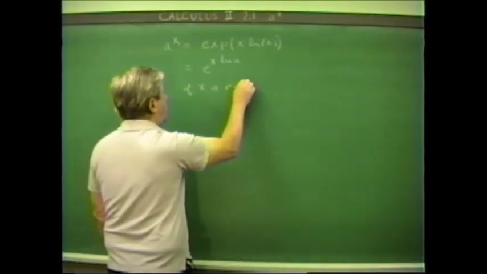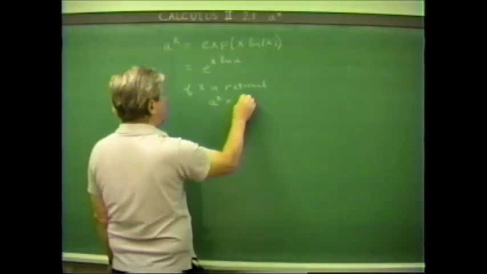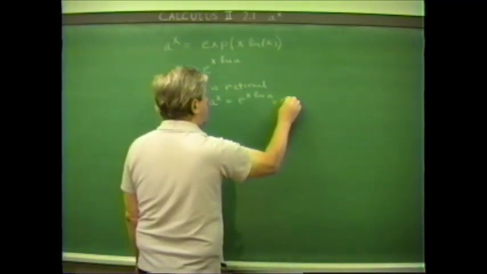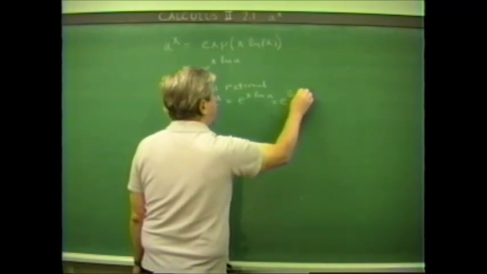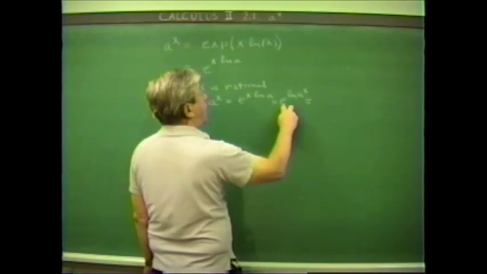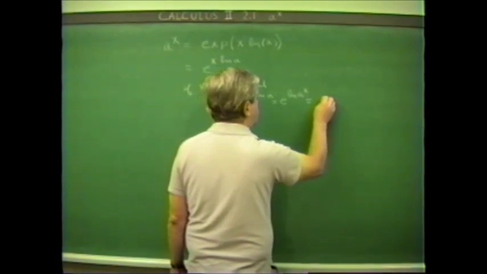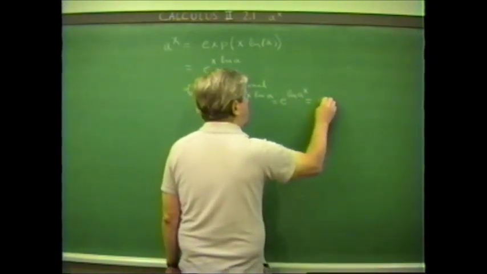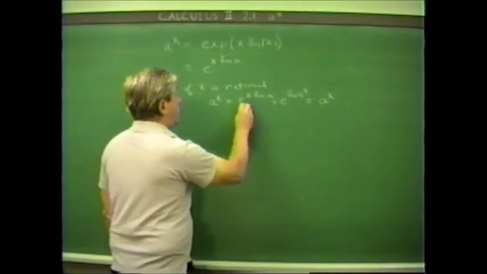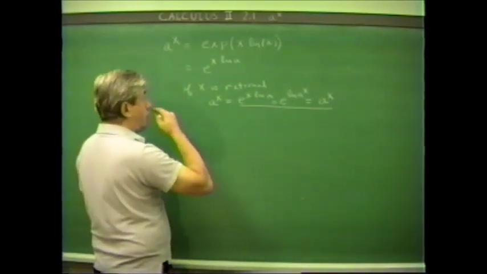Now, the advantage of this is that if x is a rational number, then a to the x is equal to e to the x log a, which is equal to e to the natural logarithm of a to the x. See, this is exponent of logarithm, so exponent undoes what logarithm does because it's the inverse function, so this is equal to a to the x. Right? So for rational numbers, this justifies defining a to the x to be e to the x log a.